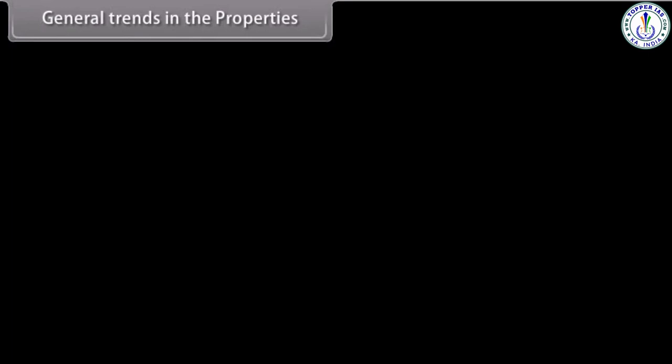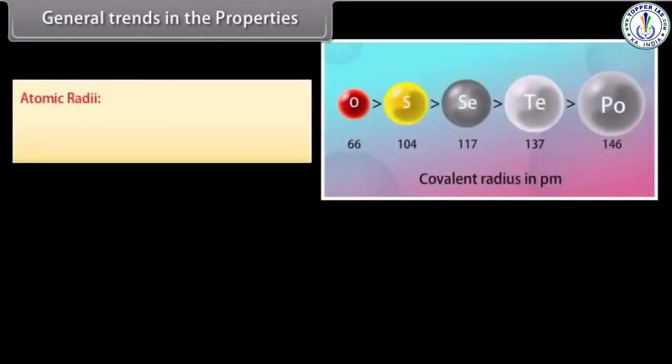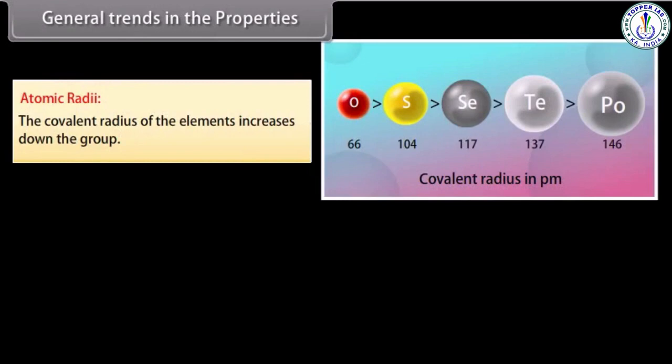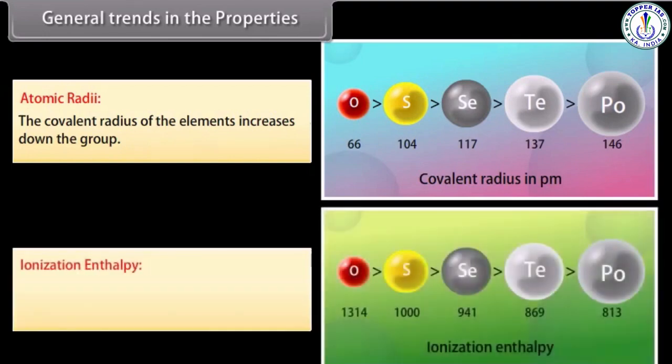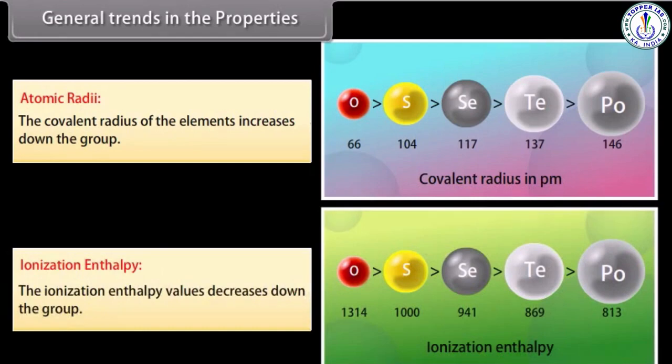General trends in the properties. Atomic radii. The covalent radius of the elements increases down the group. It is due to the increased nuclear charge, which results in greater attraction of the electrons by the nucleus. Ionization enthalpy. The ionization enthalpy values decrease down the group.